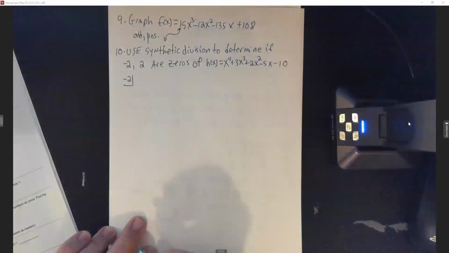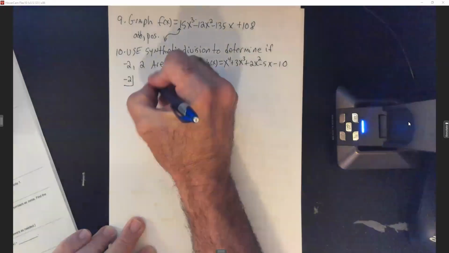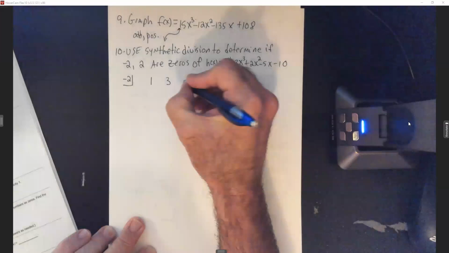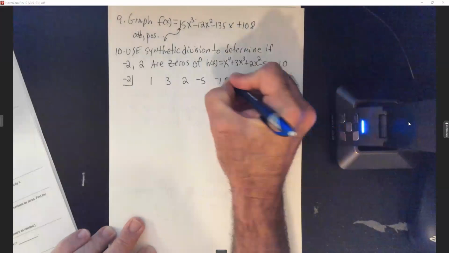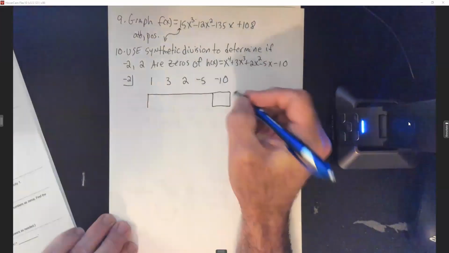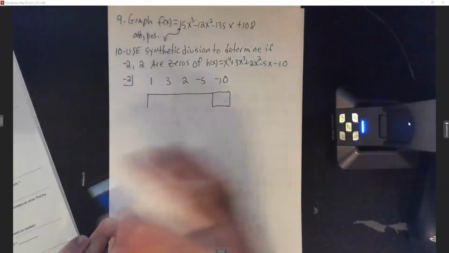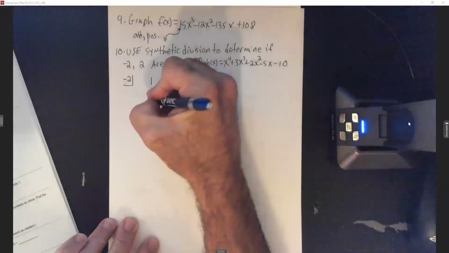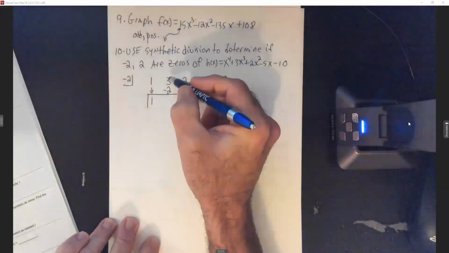So negative 2, I'm going to check first. I got to write all my coefficients out. So I got a 1, 3, 2, negative 5, and a negative 10. The only answer I'll get on this is yes or no. Yes if that's a 0, no if it's any other number. All right, so here we go. We bring that 1 down. 1 times negative 2 is negative 2. 3 plus negative 2 is 1.